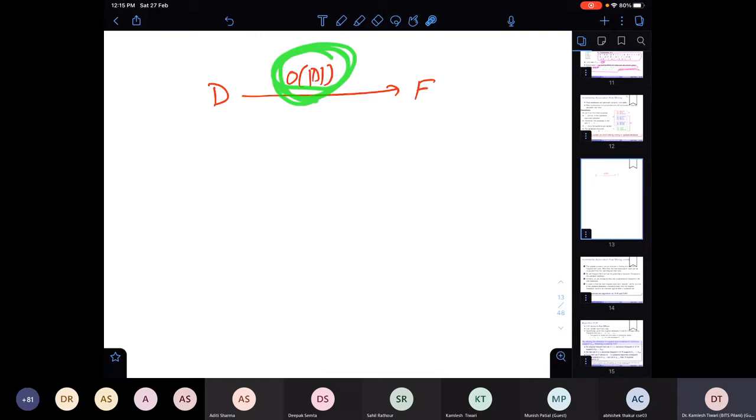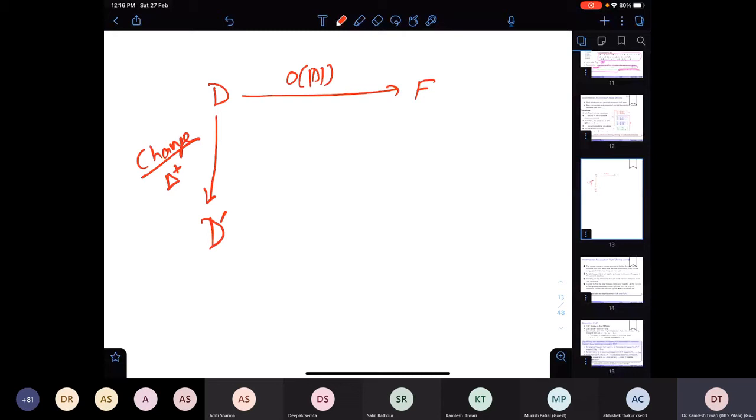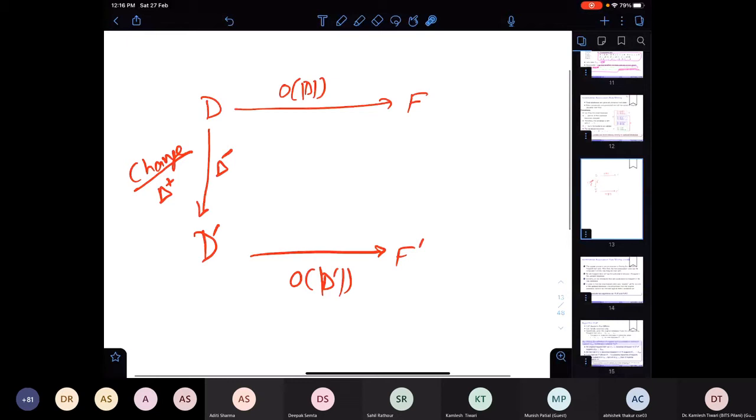But after that, your database has changed and it has become D dash. There is some change. What is the change? Some delta plus, something has been added to your database, or delta minus, something has been deleted from your database. So you get the new database. If the new database is given to you and you want to find the association rules, again you have to find the F dash. The question is how much processing investment you have to do: order of D dash, this much processing, to get this particular item.